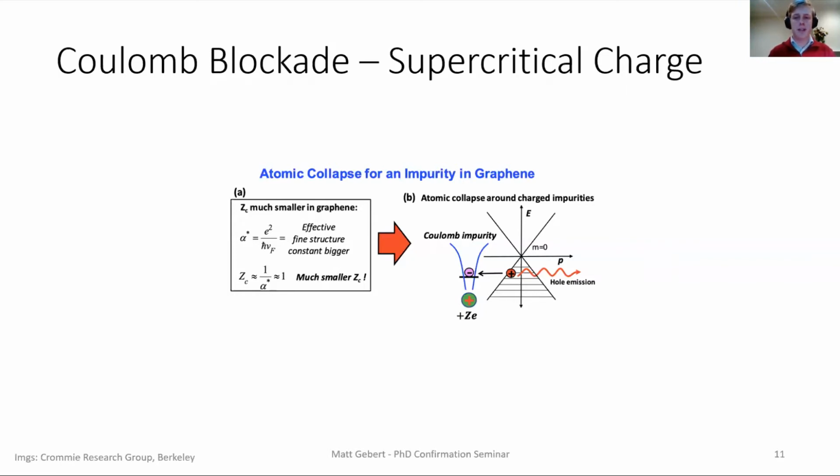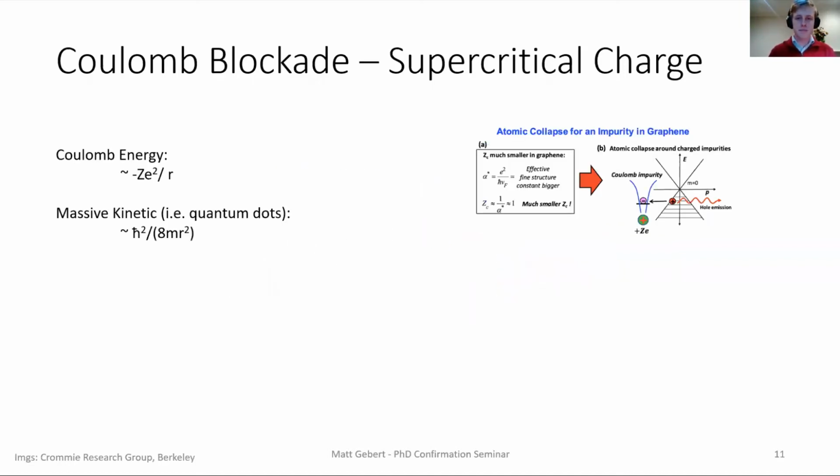Normally, you'd expect this to occur on the order of the fine structure constant, which is 1 over 137. So you need a nucleus of size 137, which is really large. But it turns out that in graphene, you can get this at a much smaller amount of effective charge, which is really weird. And this is the reasoning as to why.